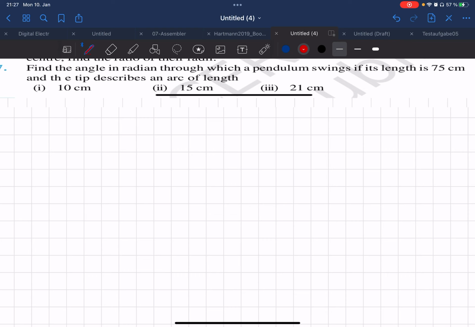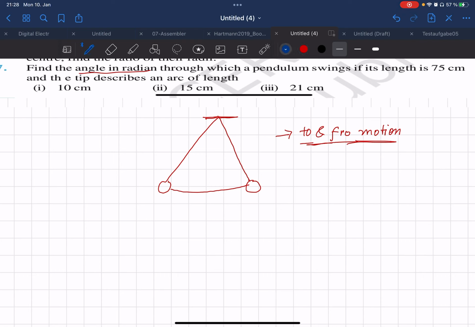All right. Find the angle in radians through which a pendulum swings. So see guys, this is a good question. We have a pendulum, and you know how a pendulum swings? It goes till here and then it goes back. So this is called a to and fro motion in physics. A pendulum has a to and fro motion. So it says if its length is 75 centimeters, so this is 75 centimeters, this is your theta. We have to find the theta in radians, so you don't need to change anything.